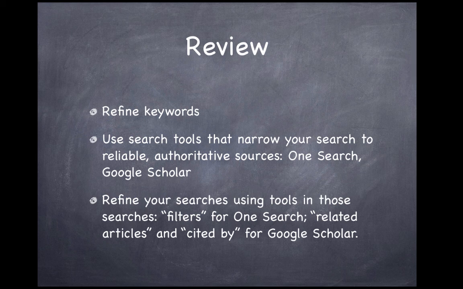Okay, so just to review, your goal when you're doing your searching is to refine your keywords so that you can find sources that are actually relevant to the topics you are interested in. You want to use search tools that will narrow your search to reliable, authoritative sources, so things like OneSearch through the York College Library and Google Scholar. Please don't just go straight to regular Google. And then you want to refine your searches using tools in those search tools. So, for example, filters for OneSearch can help you narrow down your searches. Related articles and cited by can help you narrow down your searches for Google Scholar.